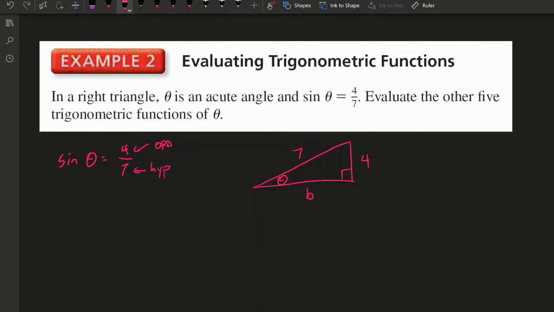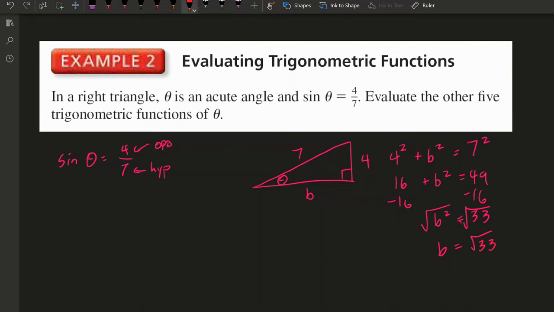what the adjacent is. So now I can just use the Pythagorean theorem again. 4 squared plus b squared is equal to c squared, which is 7 squared. So 16 plus b squared equals 49. We'll subtract 16 on both sides and we'll get b squared is equal to 33. If I take the square root of both sides, I just get b is equal to the square root of 33.